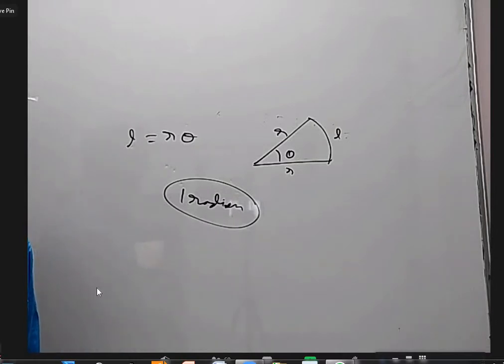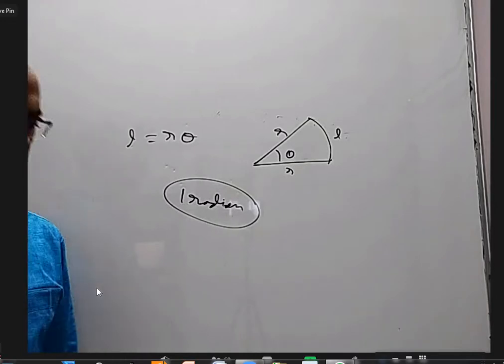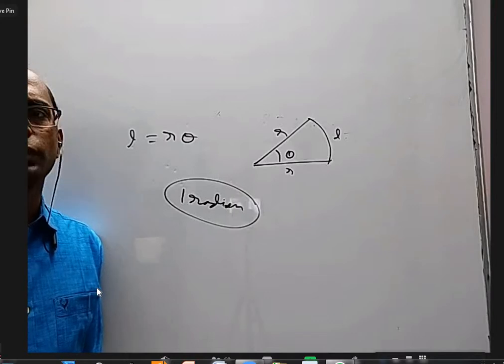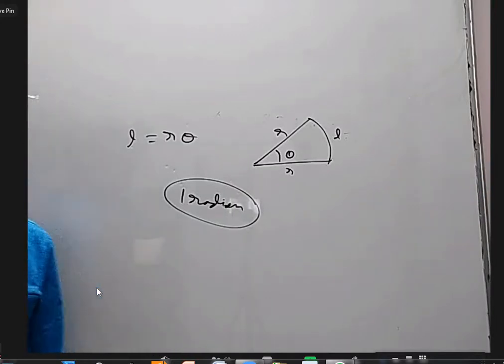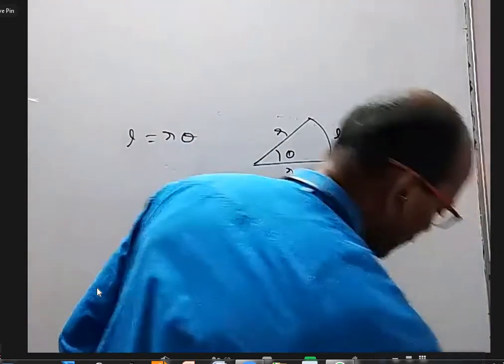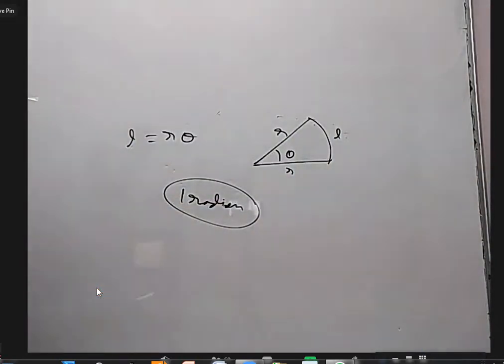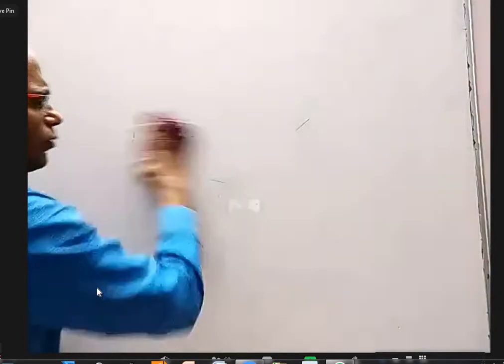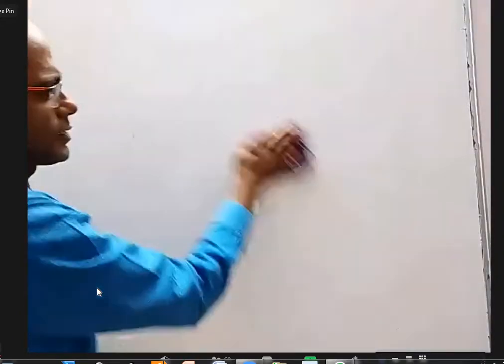Sir, 1 radian is defined as the angle subtended by an arc of length r, equal to the radius of the circle. Yes, it is correct. I gave the statement that if you take an arc length of r unit on a circle of radius r, how much angle it subtends at the center is independent of the r value and that is defined as 1 radian. Now we should be able to convert degrees to radians and radians to degrees.